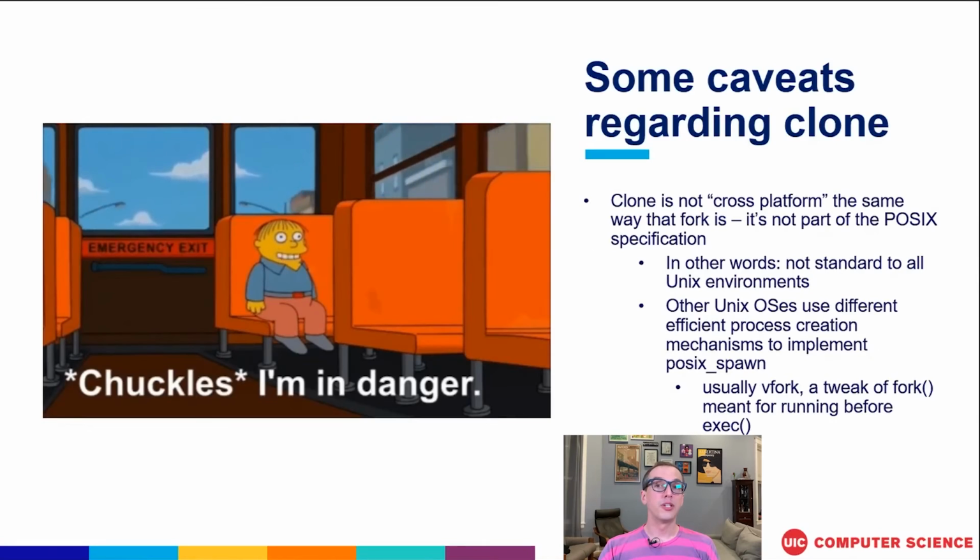So some caveats to using clone is that it's Linux specific, especially the ways that we can use it here. It's not going to work on Mac OS. It's not going to work on FreeBSD. This is something that runs in Linux, even though these other places are also Unixes. They aren't going to have access to this same thing because they're not part of the POSIX specification. POSIX spawn, as its name might imply, is part of the Unix specification, but it's not always going to be implemented the way that it's been implemented here in Linux on top of clone.